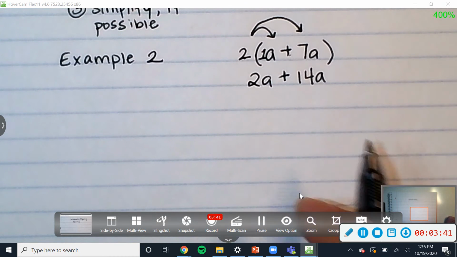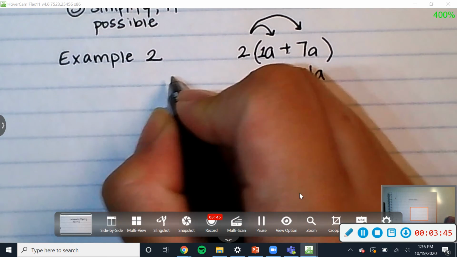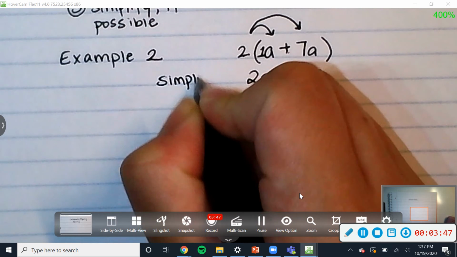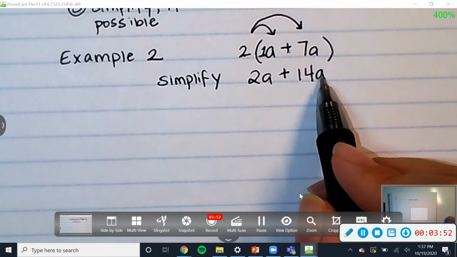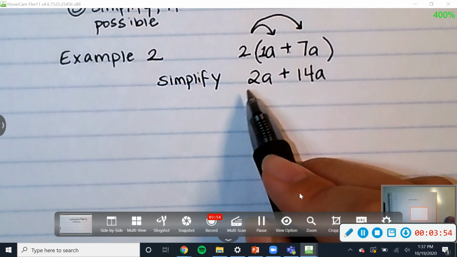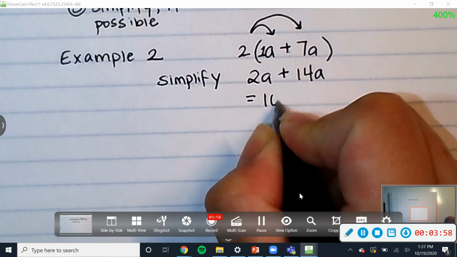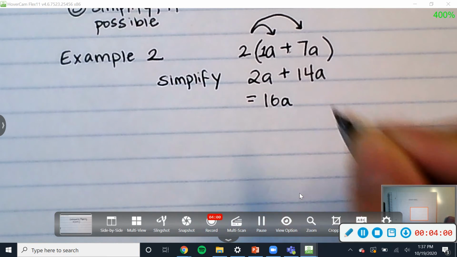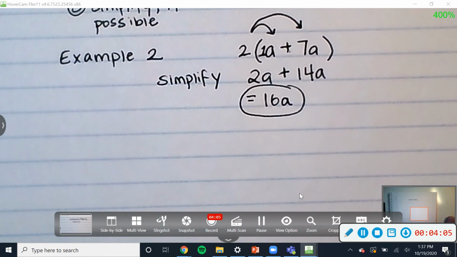Next, I want to make sure that if I can, I simplify. This problem, you can simplify. The reason is because both of these have the same variable. They're both a. So I can add 2a and 14a together. So 2 plus 14 is 16, and I just keep the same variable that I had before. So 16a would be my most simplified and final answer.